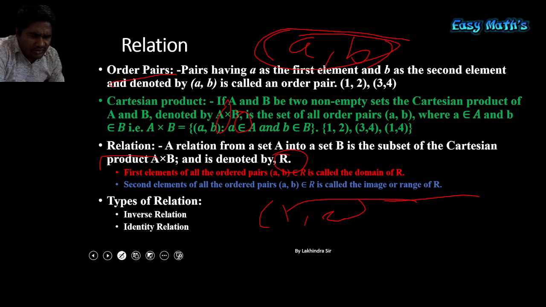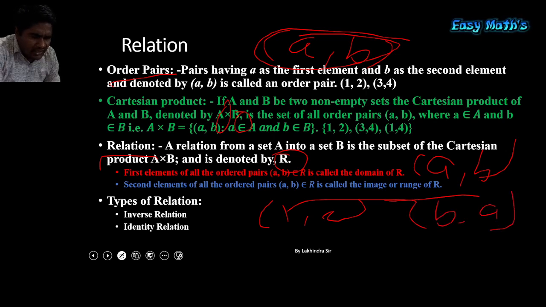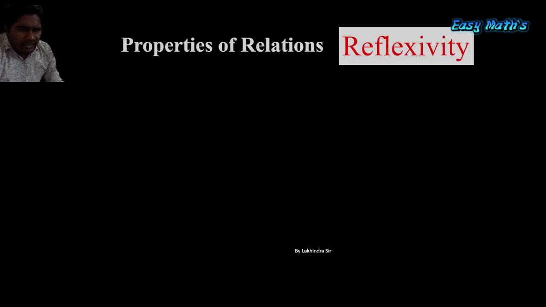Now there are some types of relation also: inverse relation and identity relation. What is inverse relation? Suppose we have (A, B) and then there is also (B, A); this is said to be an inverse relation. And identity relation is, suppose we have (1, 1); this is said to be an identity relation. So the product from A to A, but the elements must be the same, that is said to be an identity relation.